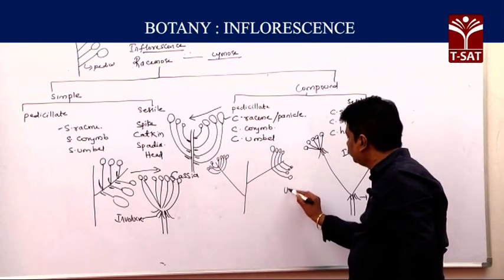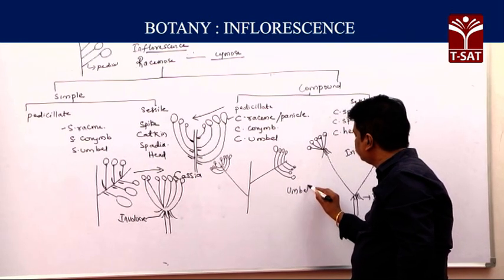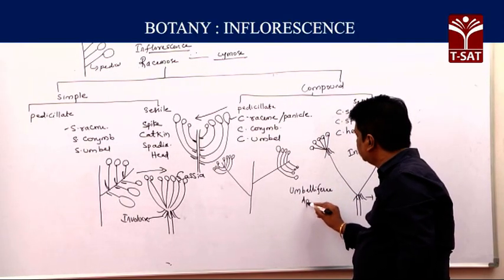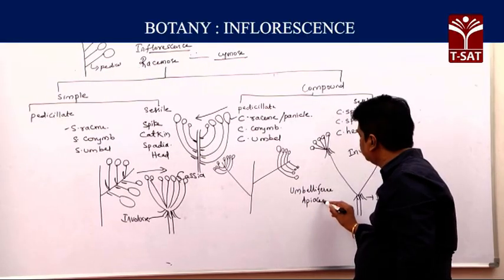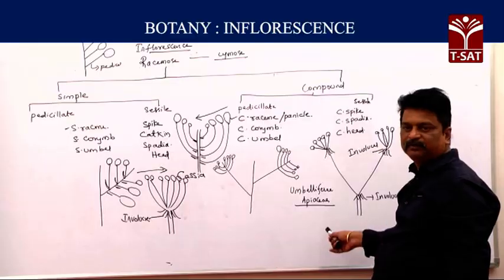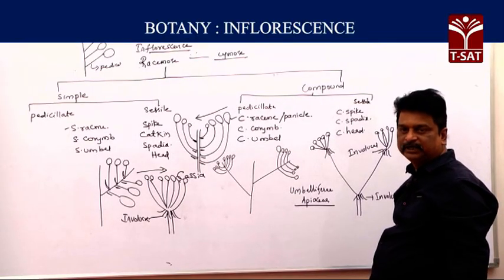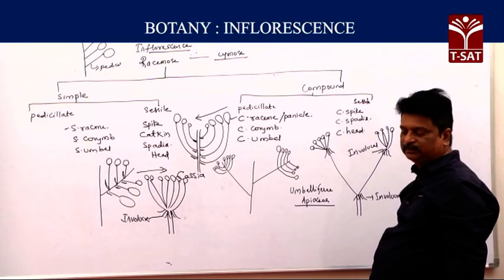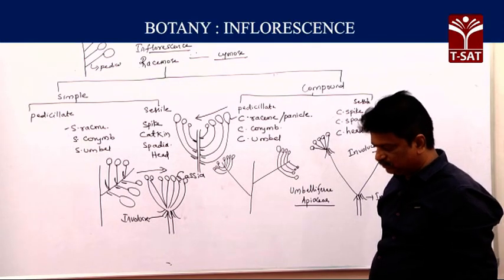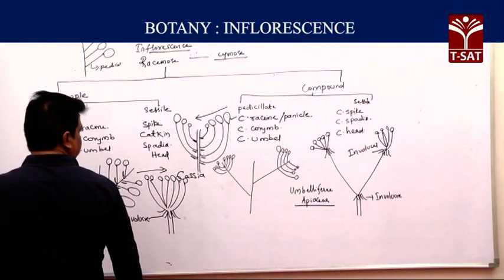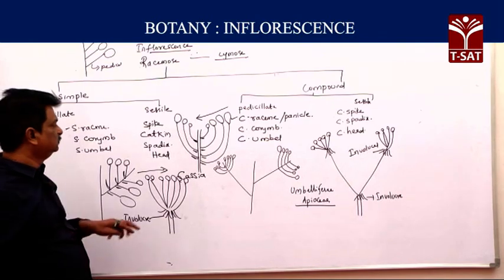Compound umbel is a characteristic feature of the Umbelliferae family. Its old name is Umbelliferae, the new name is Apiaceae. And an example for Apiaceae is carrot, with its scientific name Daucus carota. Daucus carota means the root is tuberous and the inflorescence is compound umbel.